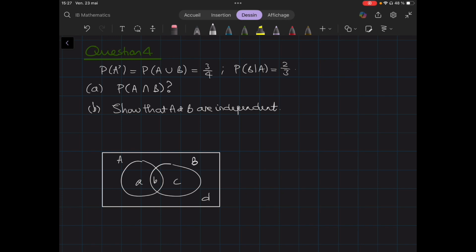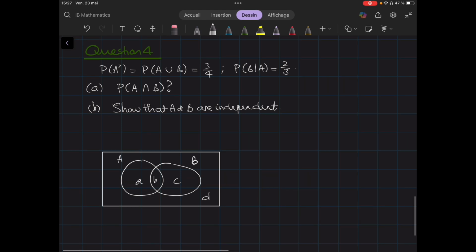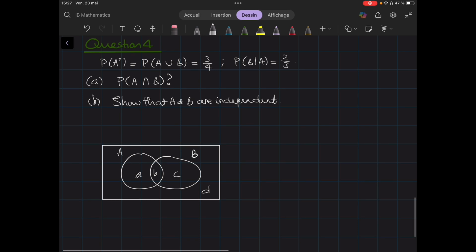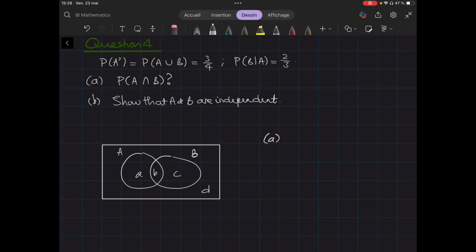This question is on probability and probability notations. You're given 3 probabilities, and then you're asked to find the probability of A intersecting B. Then you're asked to show that A and B are independent. So let's start with the first part. We are given that P of B given A is 2/3. Using the definition of conditional probability, P of B given A is equal to P of A intersecting B divided by P of A.